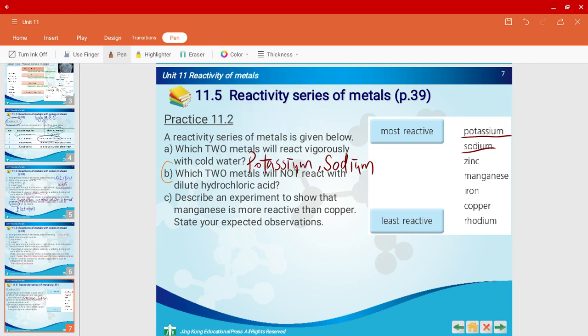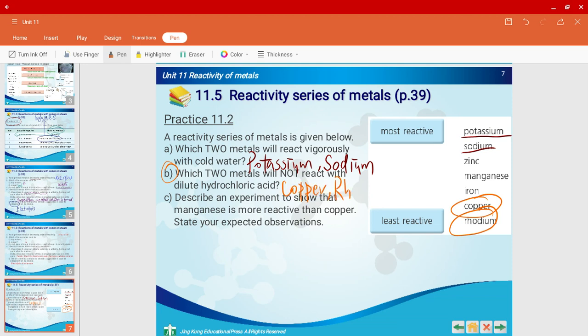Okay, let's see. Question B. Which two metals will not react with dilute hydrochloric acid? Which two metals will not react with acid? You can look at the previous video, where towards the end of the videos I've always done a summary. You can go back and have a look, but over here I can already see that copper is here, and because rhodium is even further down, even less reactive than copper, this is also not able to react with dilute hydrochloric acid. Okay, so let us write that down, copper and rhodium.